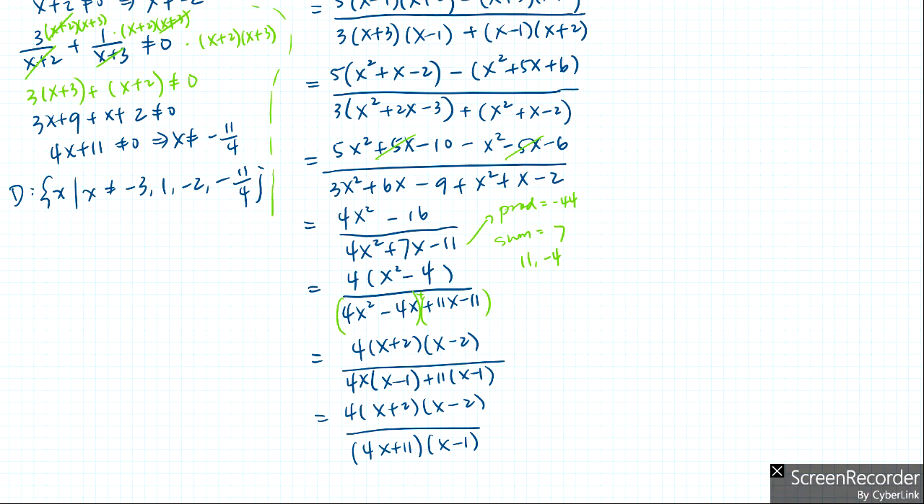Nonetheless, we can still consider the domain restriction at this point. So we want to make sure the denominators are not equal to 0. So we want to make sure 4x plus 11 is not equal to 0, which will give us x doesn't equal negative 11 over 4. If you wonder how I did this so quickly, just look to the left. That's where we did all the calculation earlier.